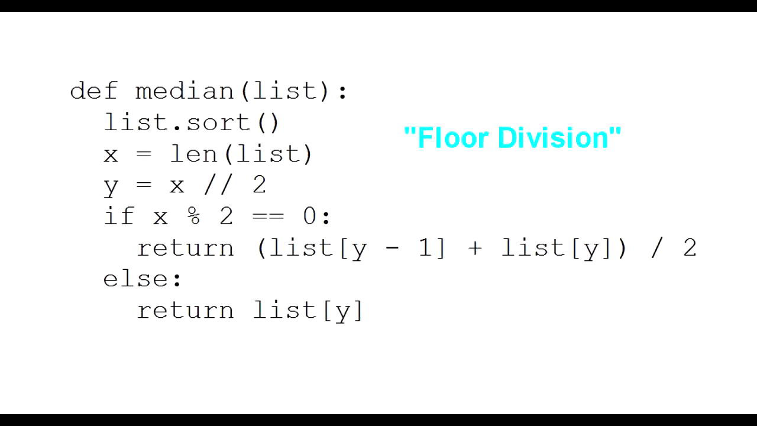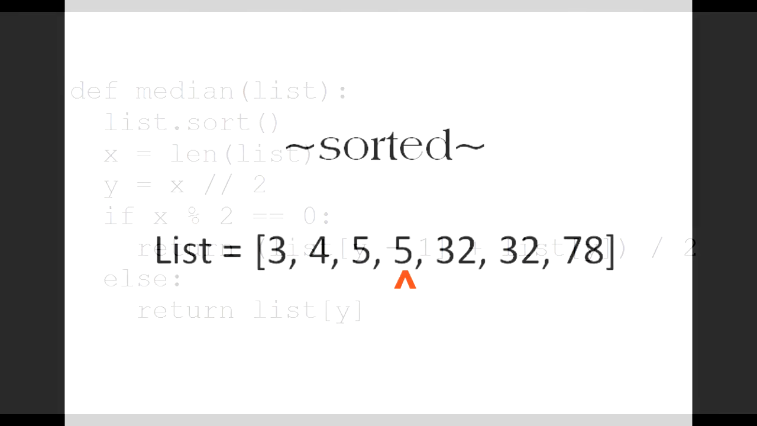The double slash stands for floor division. Floor division rounds down a float or decimal. For example, as 7 divided by 2 equals 3.5, floor division changes the answer to 3, meaning the solution is found at index 3, which is the second 5 in the list.